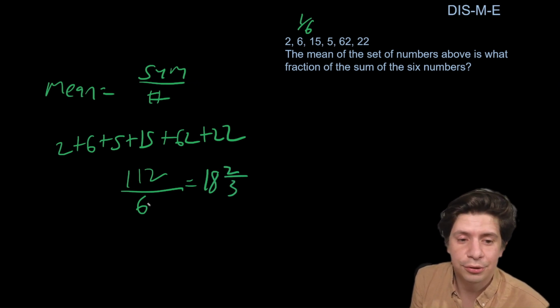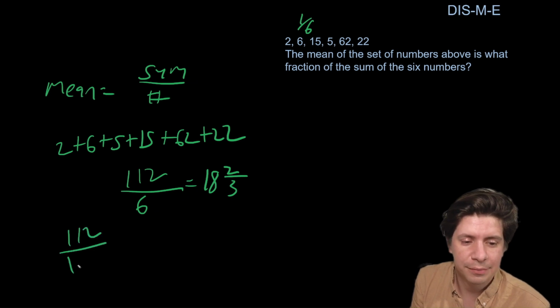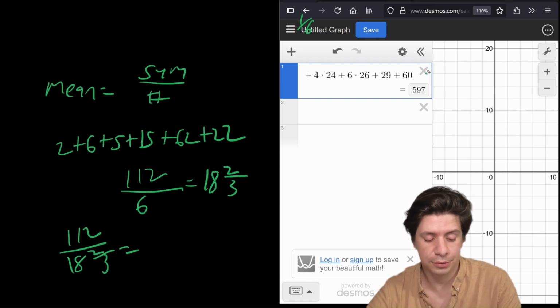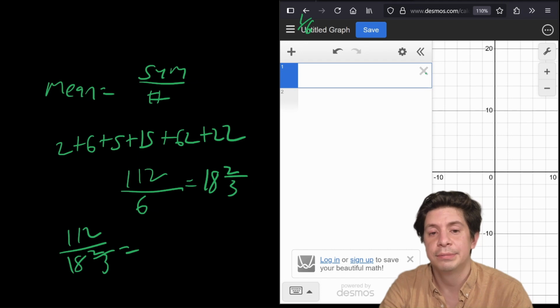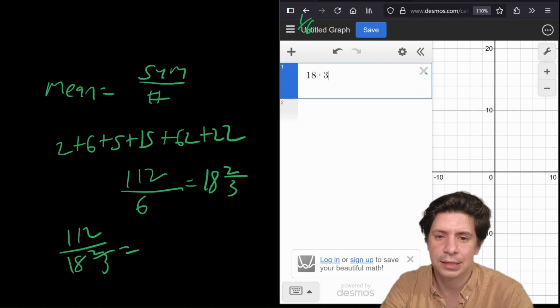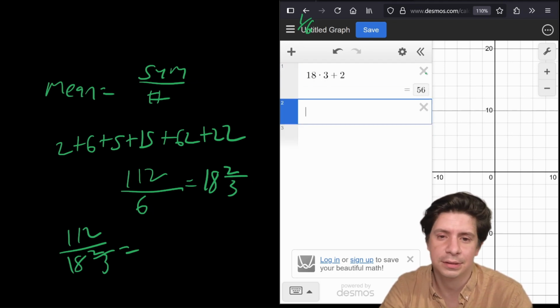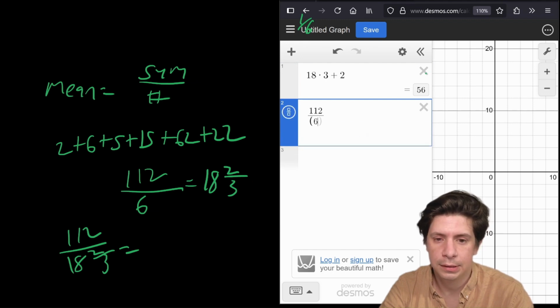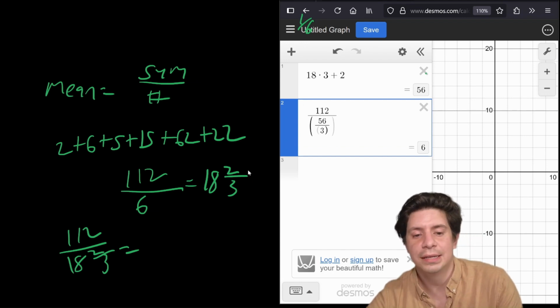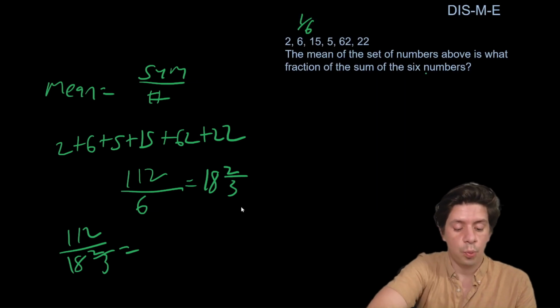Now 112 divided by 18 and 2/3 equals, let's just bring out Desmos since you don't trust my math here. We're going to do it the whole way. First we'll do 18 times 3 plus 2 to get an improper fraction, because then we can divide. So 18 times 3 plus 2 is 56. Now we'll do 112 divided by 56 over 3. And look at that, it's 6. So it is just what I said, right? It's going to be 1/6.